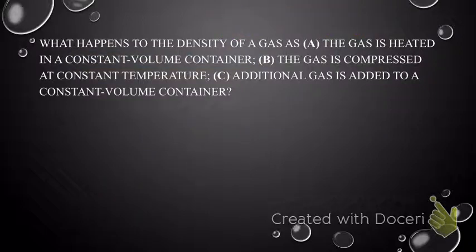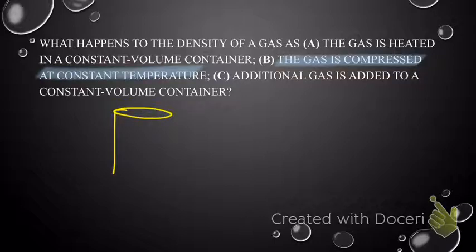part B. In part B, it says if the gas is compressed at a constant temperature. Now we leave the temperature the same, but what does this mean? We have our container, it's full of gas. Now what's going to happen is I'm going to draw like a piston, and this piston has now been shoved down. Whoops, let me do a different color.